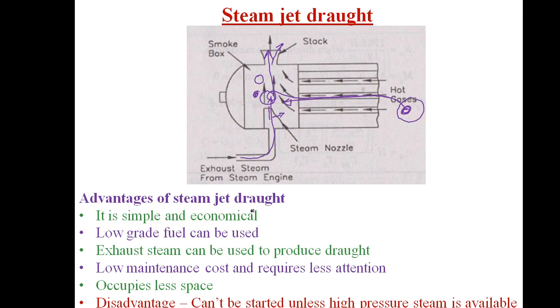What are the advantages of steam jet? It is simple and economical. Low grade fuel can be used because it produces effective draught. Exhaust steam can be used to produce draught, so the steam which is to be exhausted at the last is used to produce draught. Low maintenance cost is required and less attention. This draught mechanism requires less space, but it has a disadvantage. It cannot be started unless high pressure steam is available. Unless steam is produced, this draught system cannot be started. So this is one of the disadvantages of steam jet draught.